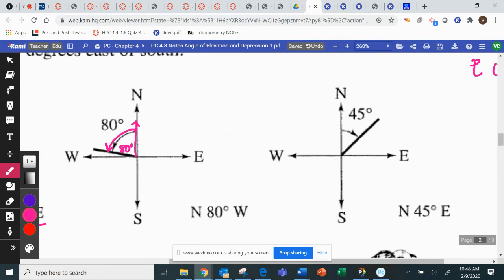And then north 45 degrees east. I'm going to go north first, then I'm going to rotate and go 45 degrees to the east. That theta would be next to the north, so it would be next to the y-axis. Okay?